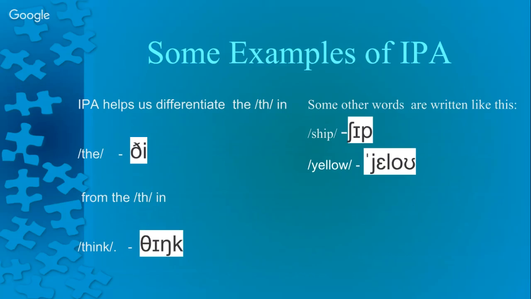Here are some other words. The sound sh, in ship. The sh is written with an S and an H. Those are the graphemes. But the sound itself is represented by a very long, skinny squiggle, similar to an S, that represents the sound sh. In the word yellow, we represent the y with what you would think of as a J sound, but it's actually representative in IPA of the y. And the vowels each also have their own symbol in IPA.